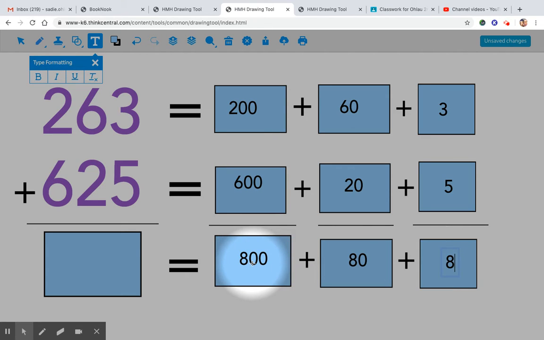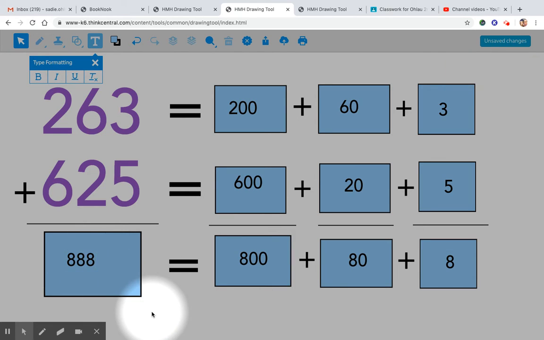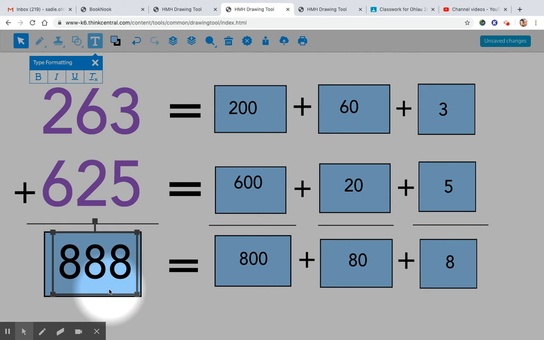So now here, for my answer, I've got 800 plus 80 plus 8. So how do I write that as one number? Well, I have 8 hundreds, 8 tens, and 8 ones. So I really have 888. That would be my answer. Now, if I were to look at it this way and start in my ones column and do 3 plus 5, that would equal 8. 6 plus 2 equals 8. And 2 plus 6 equals 8. So that answer is correct.